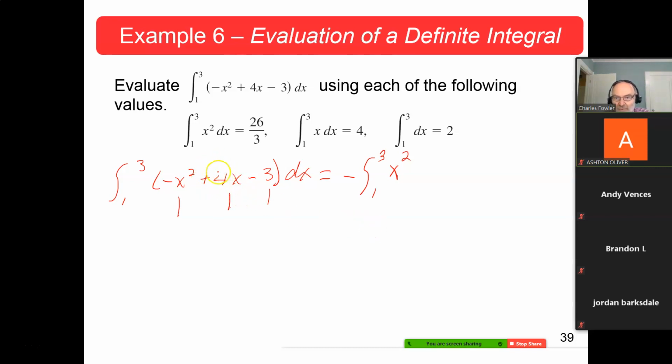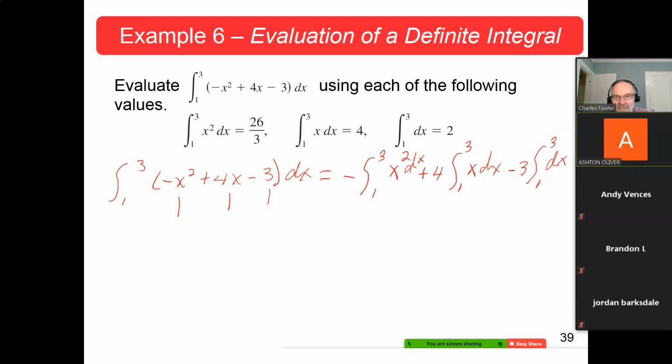What I'm going to do next is pull the plus 4 out, just like we could. Here's your k, plus 4. So that's going to be plus 4 times the integral of x from 1 to 3 of x dx. Oh, I left off my dx here. Sorry. Nobody caught me on that? Goodness gracious. Are y'all sleeping at the wheel? Then I'm going to pull out the minus 3 and do the integral from 1 to 3 of dx, just dx by itself.